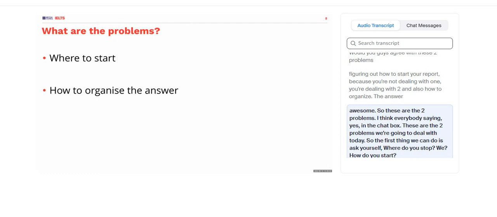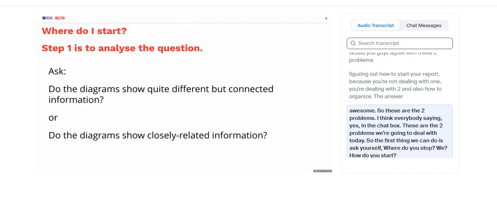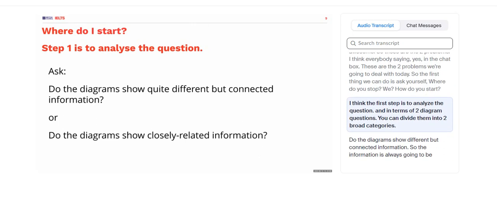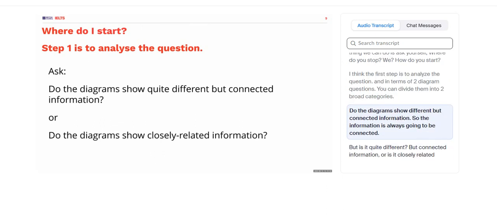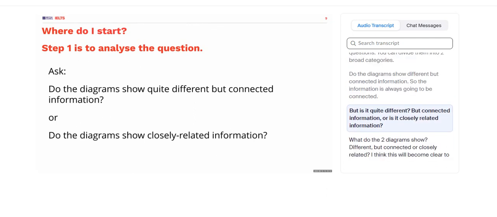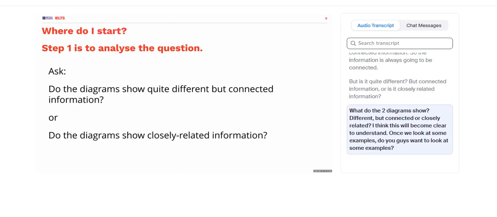So the first thing we can do is ask yourself, where do you start? How do you start? I think the first step is to analyze the question. And in terms of two diagram questions, you can divide them into two broad categories. Do the diagrams show different but connected information? So the information is always going to be connected, but is it quite different but connected information, or is it closely related information? What do the two diagrams show? Different but connected or closely related? I think this will become clear to understand once we look at some examples.